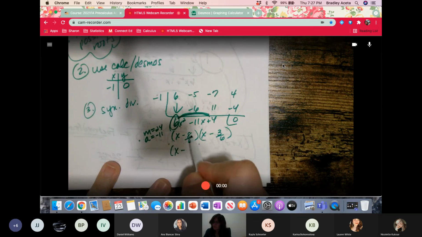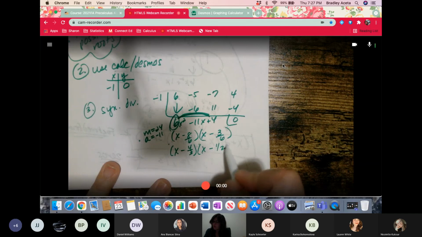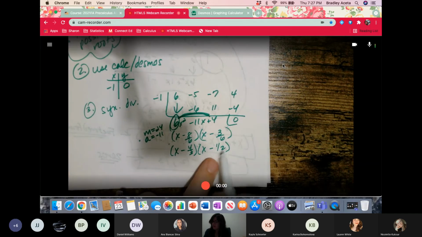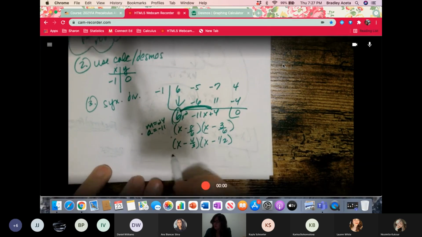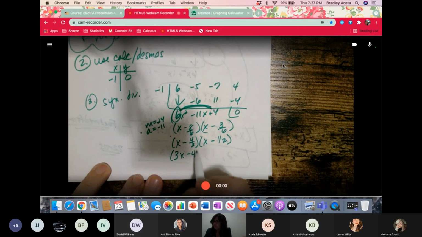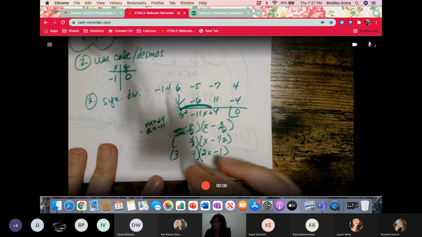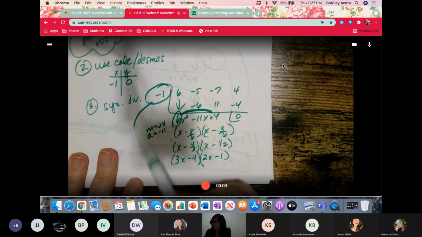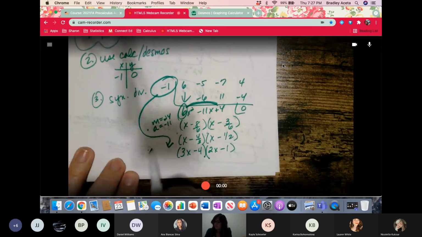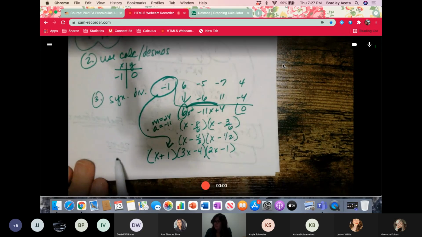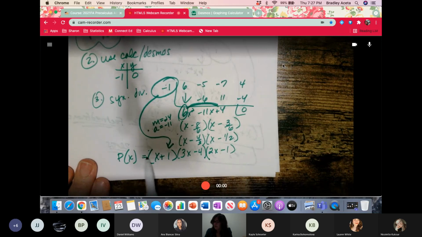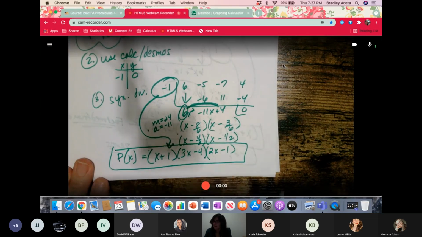Reduce it. 8/6 is 4/3. 3/6 is 1/2. And then bottom up. Bring that 2 in front of the x. Bottom that up. So 3x minus 4. This would be written as 2x minus 1. And then don't forget the one that you found from here, x plus 1. This is the factored form of that polynomial.